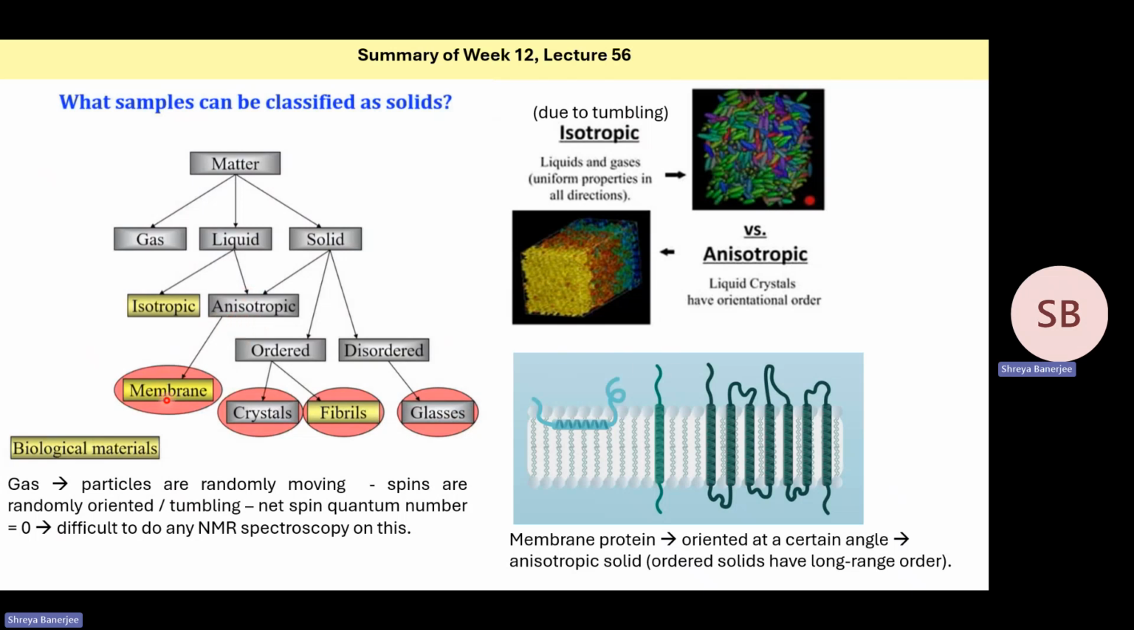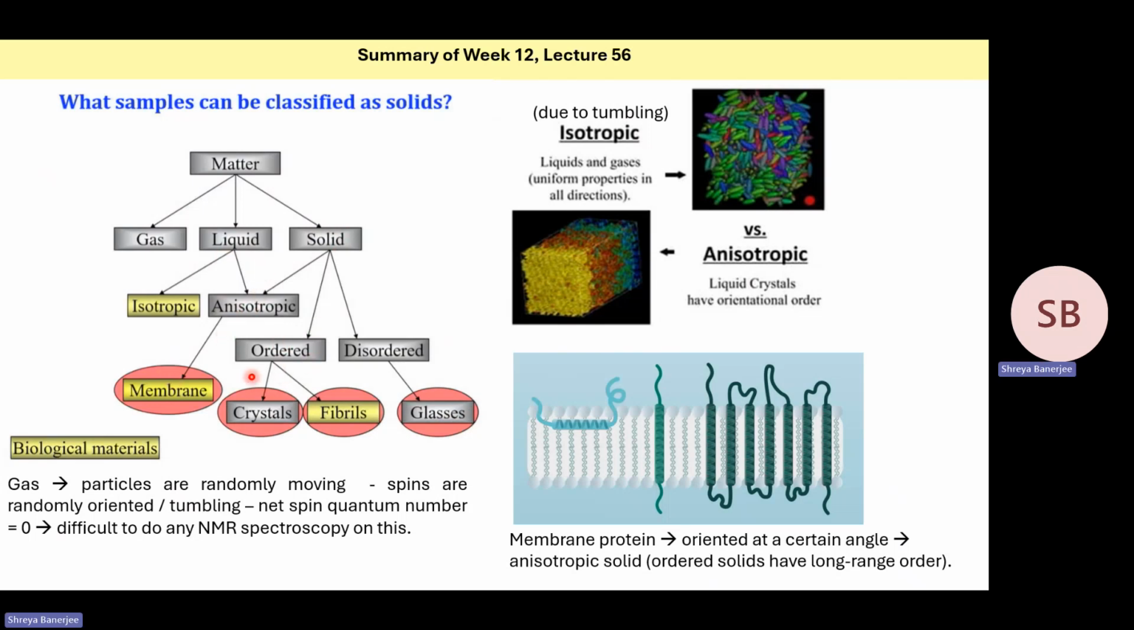And this is normally what we see in membranes. So if you imagine a membrane protein, they are oriented at a certain angle. They can pass through the membrane once, they can pass through the membrane several times, or they can even be at the periphery of the membrane. The main common point of all these membrane proteins is that they are oriented at a certain angle. That is, they have orientational order, and so they are anisotropic solids. So liquids can be anisotropic and solids can also be anisotropic.